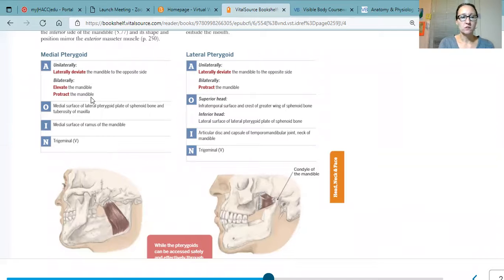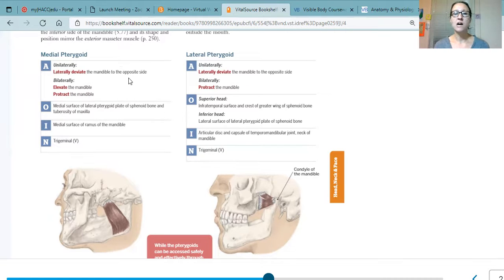And as far as actions are concerned, unilaterally, what they do is they laterally deviate the mandible. So lateral deviation goes like that, so side to side, okay? And it's not one side or the other. It's not like right lateral deviation or left. It's just lateral deviation. Bilaterally, they elevate the mandible. So again, they assist the masseter in elevation of the mandible, and they protract the mandible, okay? So it's not a true synergist to masseter because of this lateral deviation here, but that's only because of its position on the pterygoid plate.